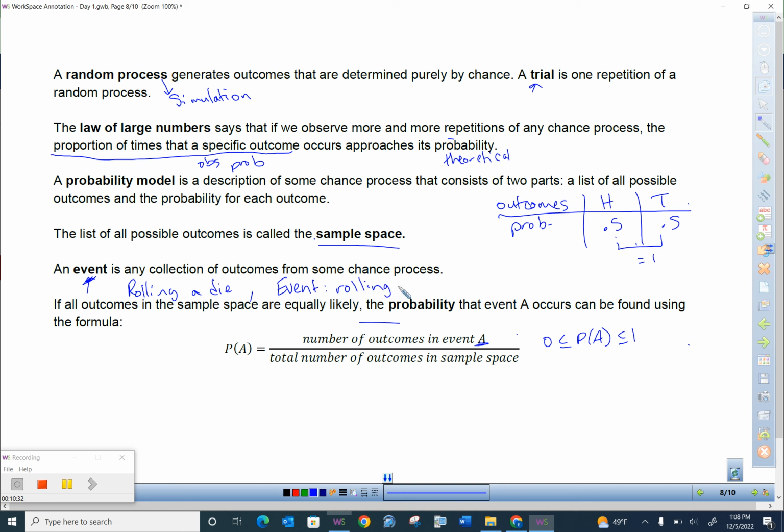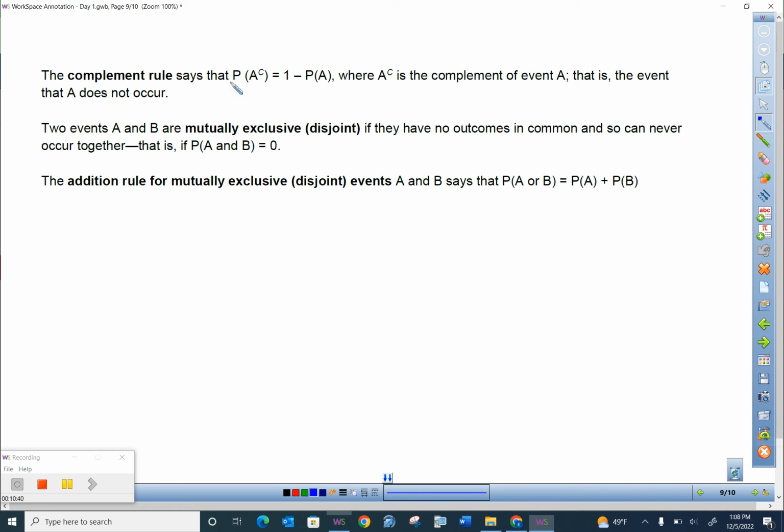Something you can measure the probability of. And that'd be 1 out of the 6 different outcomes. Okay? Complement rule says that this little notation means everything that is not A. So the complement is talking about when you have leftovers from some event.